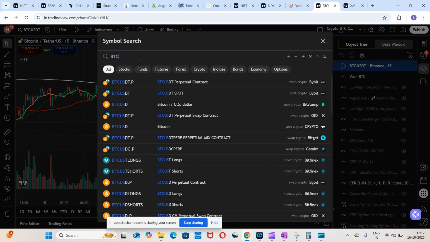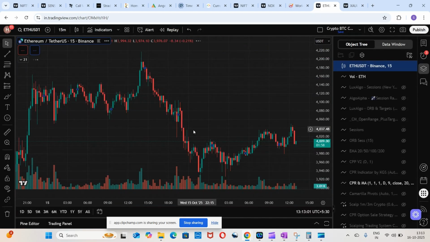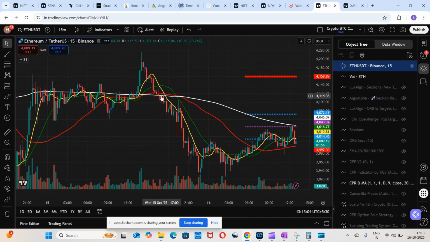So Ethereum USDT, let us see, 15 minutes. So see, you enter 9:20, right? So here you will enter. You'll stay till here. Okay, and here you will enter. You'll stay till here. But generally, if these higher time frames are bearish, then you only take the short trades.